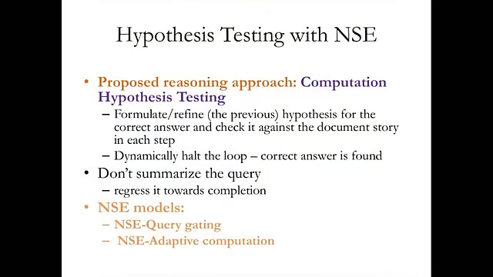So we proposed this kind of iterative reading method. We call it computational hypothesis testing. The idea is to formulate a hypothesis for the correct answer in every iteration. Until we reach the right answer, we formulate or refine the previous hypothesis by modifying the query, or modifying the question. Once the model thinks the answer is found, it halts the iteration.